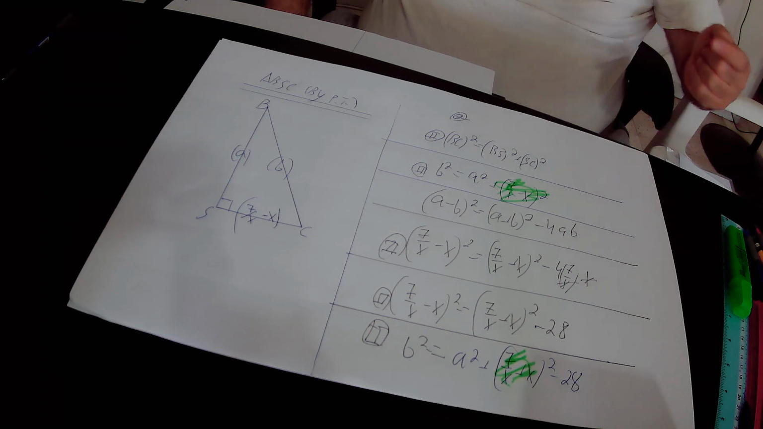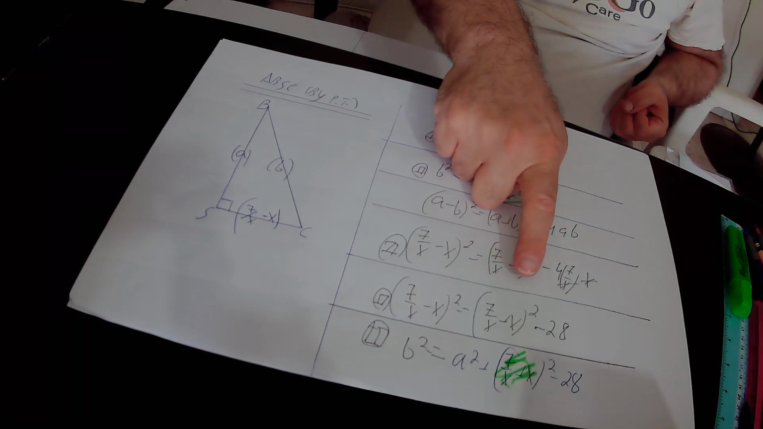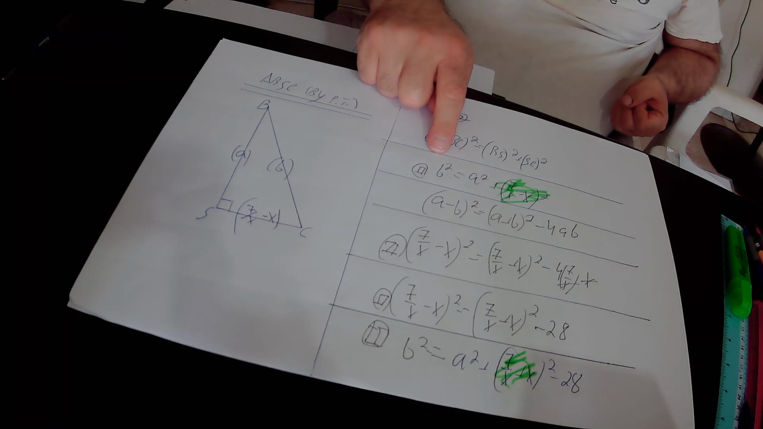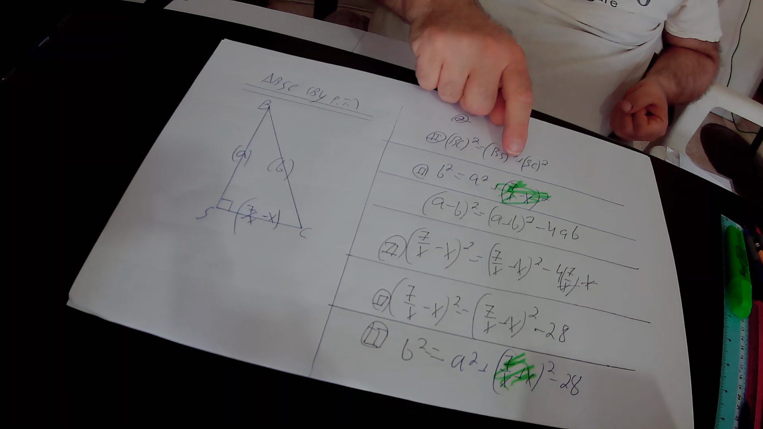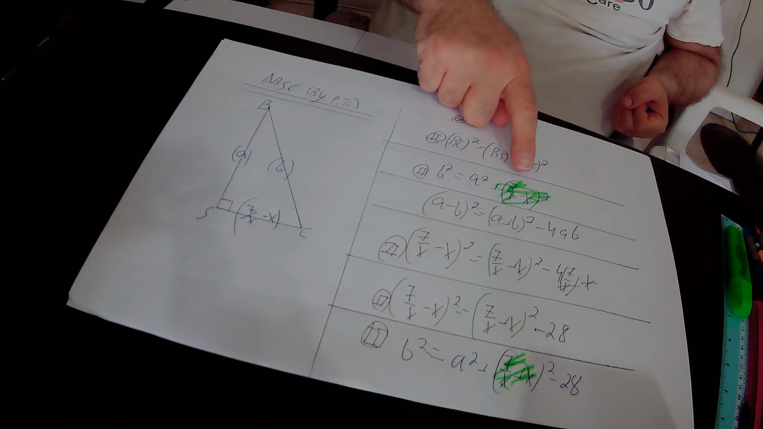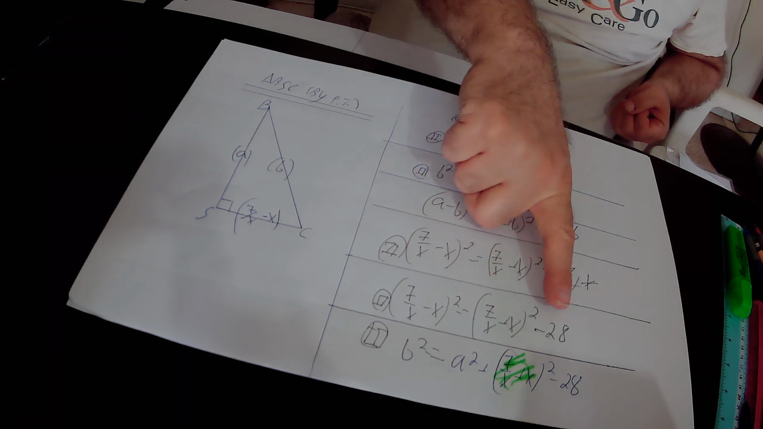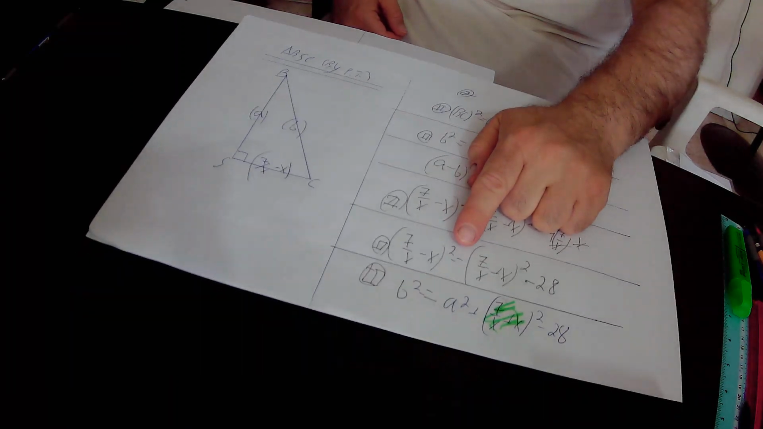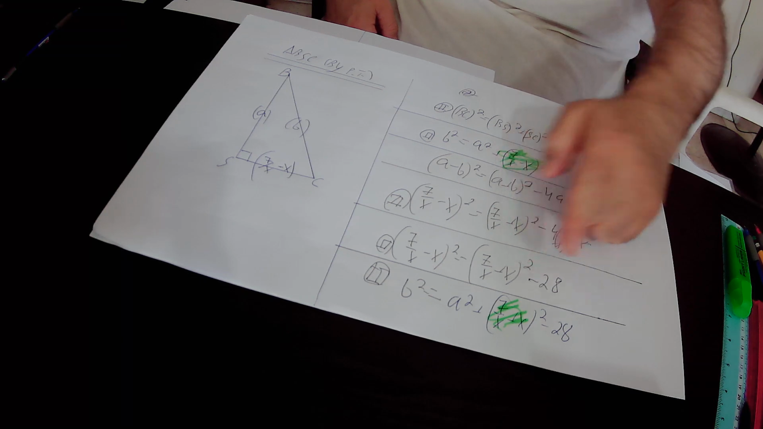Therefore, we can substitute (7 over x minus x) squared in equation 2 by (7 over x plus x) squared minus 28. We did it and found out that according to equation 2, B squared equals A squared, and here (7 over x minus x) squared equals (7 over x plus x) squared minus 28. So in total, according to equation 2, B squared equals A squared plus (7 over x plus x) squared minus 28.